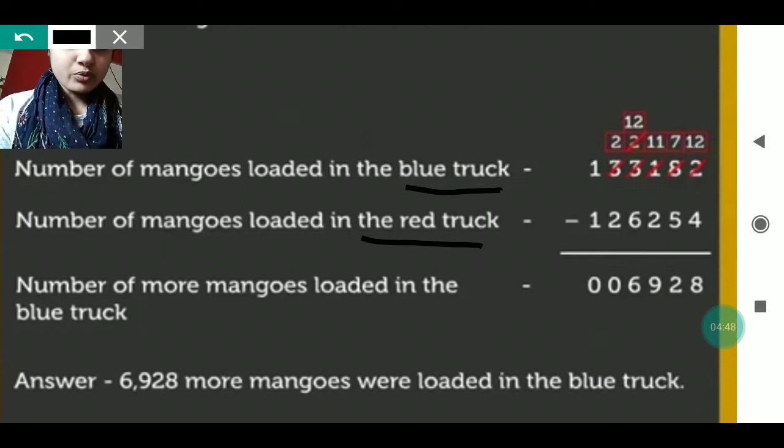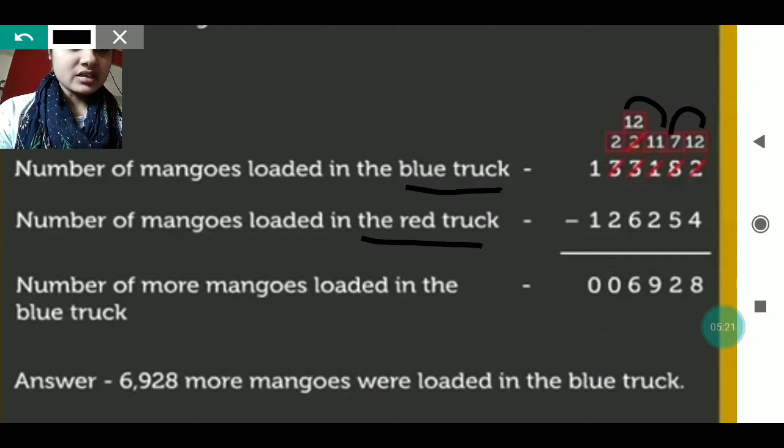2 minus 4 is not possible, so it has to carry from the number next to it. Then 8 has given 1 to 2, and it has become 12, and 8 has become 7 after giving 1. So 12 minus 4 will be 8 and 7 minus 5 will be 2. Now 1 minus 2 is not possible, so again it will move ahead to take a carry. It will take a carry from 3, so 3 will give 1, then it will become 2, and 1 will become 11. 11 minus 2 you will do, you will get 9.